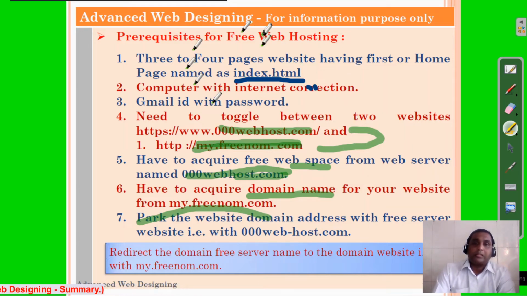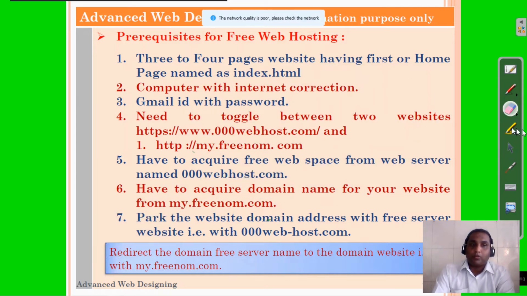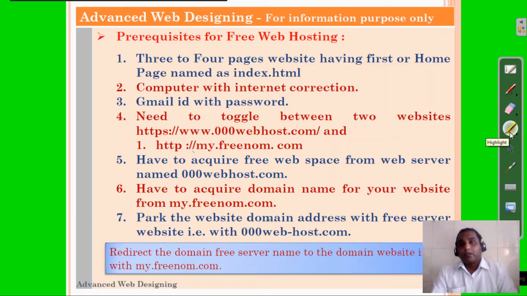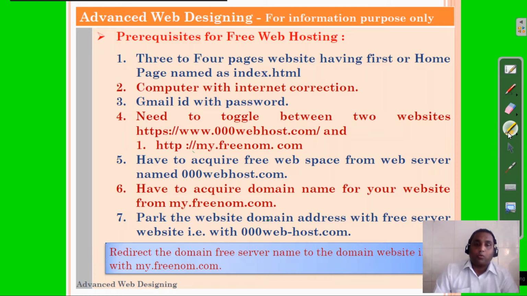Okay, so these are the prerequisites, all of you, very important from the examination point of view. Take a screenshot of this slide. You should have 3 to 4 web pages. You should have an internet connection, you should have an email ID. Then you go to 000webhost.com and my.freenom.com.